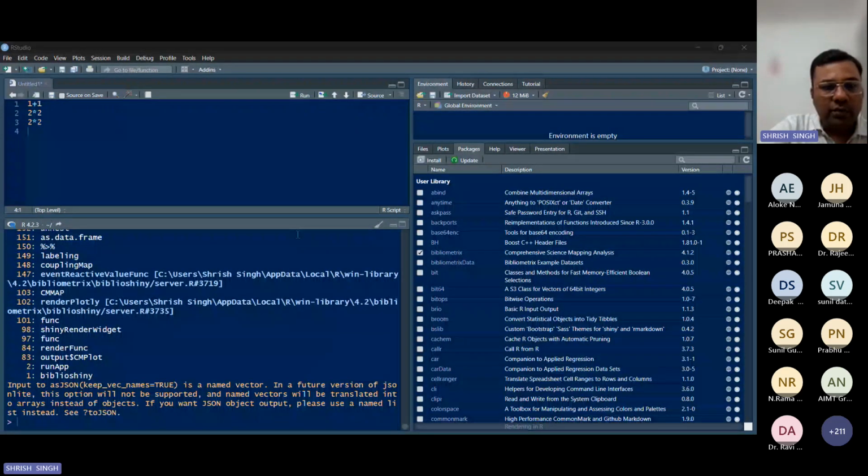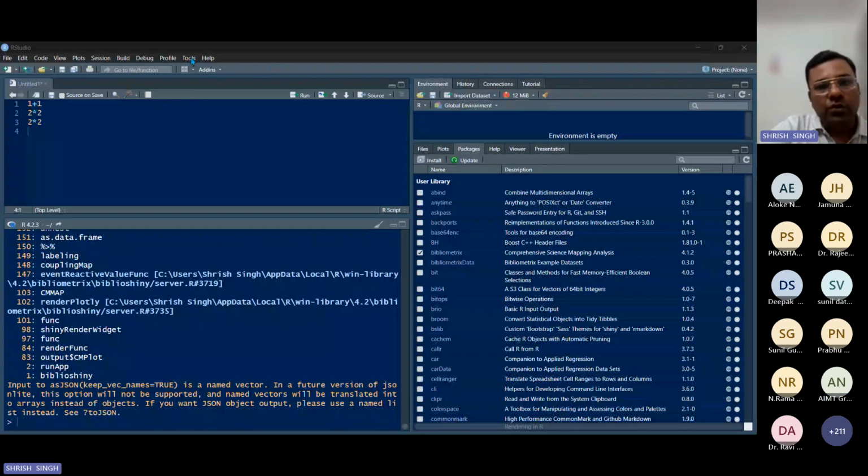Most of the time candidates complain: Sir, I've installed R as well as R Studio, both are running well, but BiblioShiny is not showing over there. So what you have to do in that case is go to this Tools option. Are you able to see the Tools option over here? Yes, anyone can respond, please? Yes, sir.